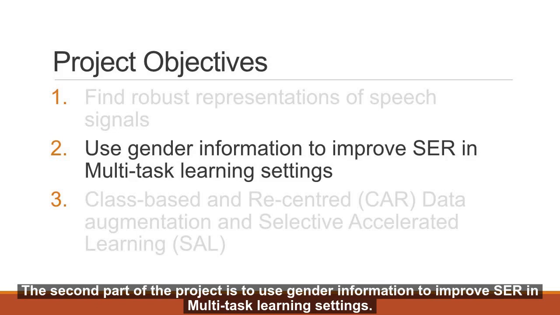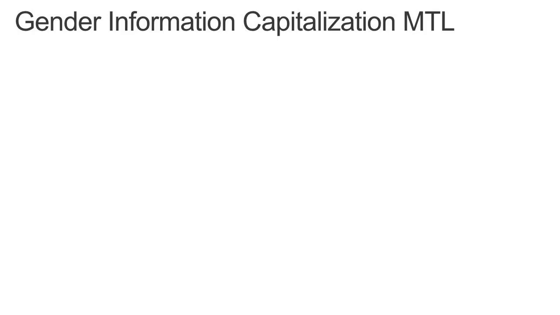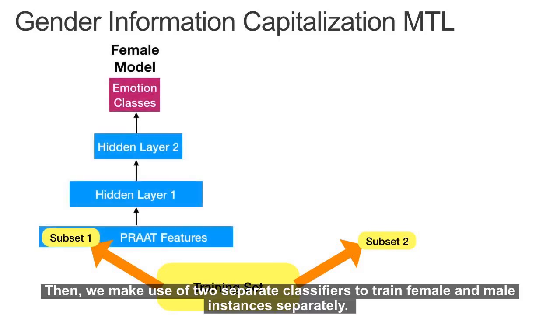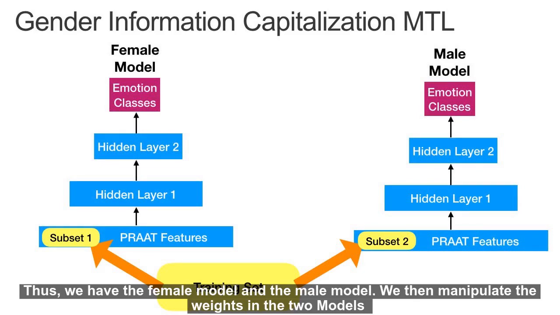The second part of this project is to use gender information to improve SER in multitask learning settings. One multitask learning or MTL technique that we developed is called gender information capitalization. In this technique, we first split the training set into two subsets. Subset 1 will contain speeches by female speakers, and subset 2 will contain speeches by male speakers. Then, we make use of two separate classifiers to train female and male instances separately. Thus, we have the female model and the male model.